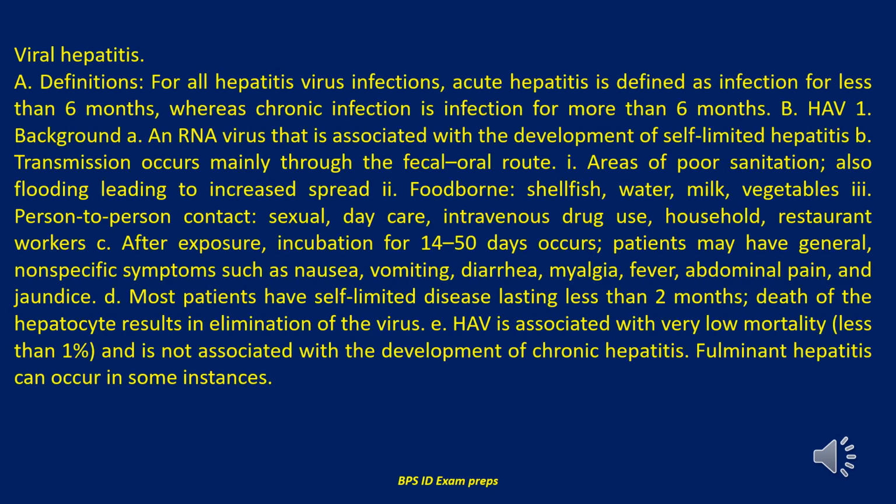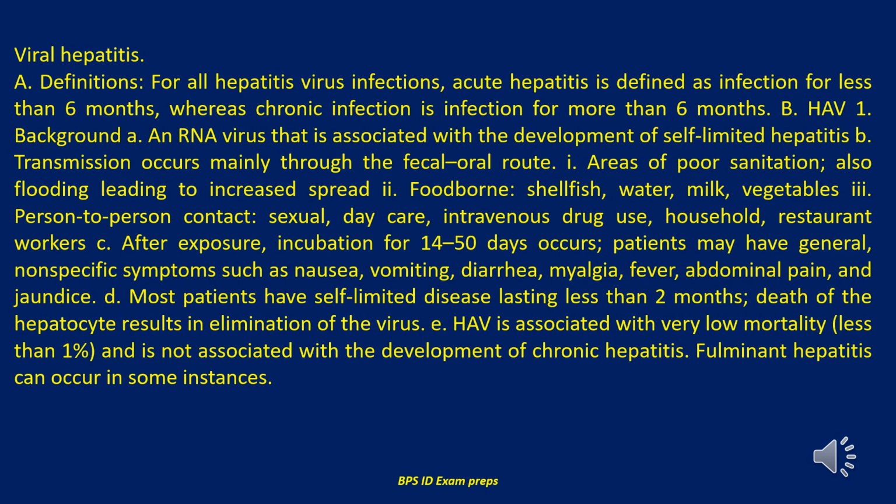We will now shift gears to viral hepatitis. A. Definitions. For all hepatitis virus infections, acute hepatitis is defined as infection for less than 6 months, whereas chronic infection is infection for more than 6 months. B. We will begin with hepatitis A virus, abbreviated as HAV.